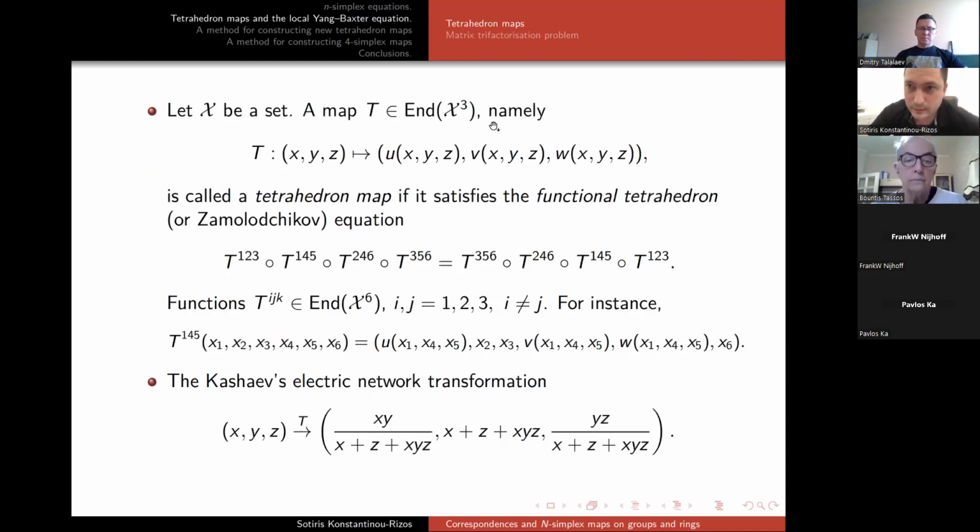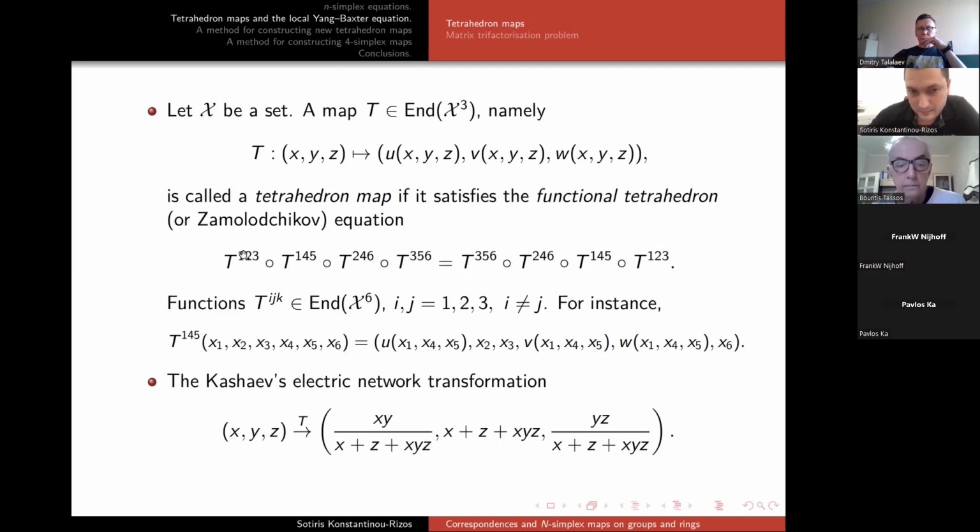So let's start with a set, any set X. Any map which takes three elements of this set and gives three new elements U, V, and W, which are functions of x, y, and z, will be called a tetrahedron map if it satisfies the Zamolodchikov functional tetrahedron equation, which looks like that.